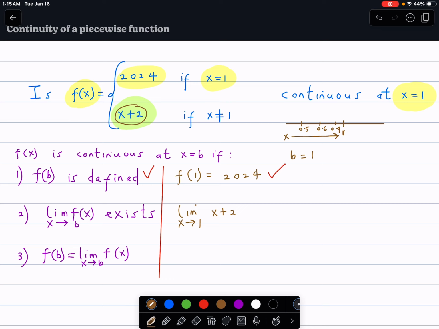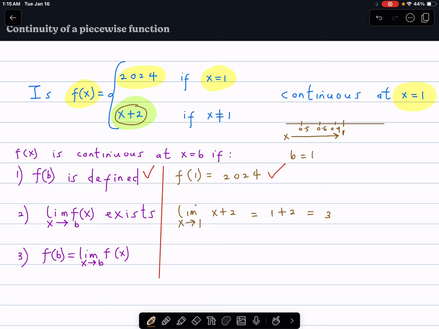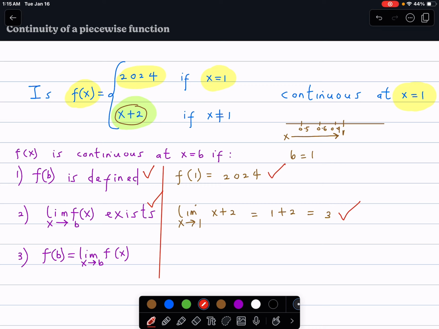Because x is not equal to 1, it is just approaching 1. If you want to evaluate the limit of a polynomial, how do you do that? You just plug in the value, just plug in 1. To evaluate the limit of a polynomial, just plug in the point where it's approaching, and then you get 3. So we are done with condition 2. This is a definite value, so the limit exists. We've checked condition 1 and condition 2.